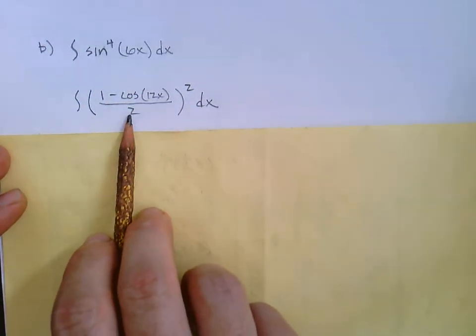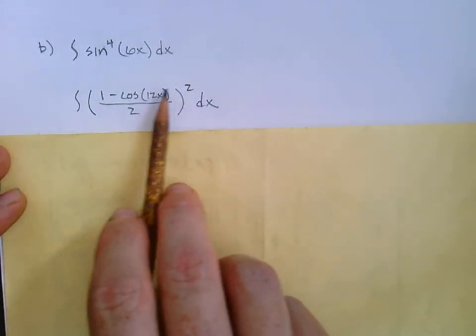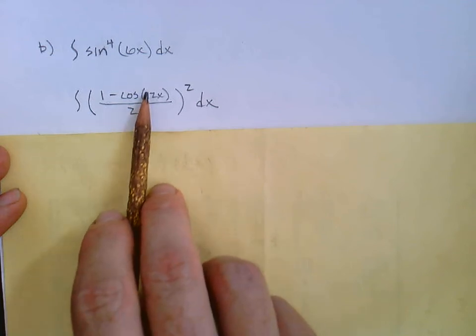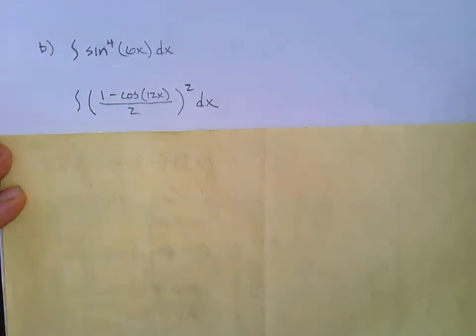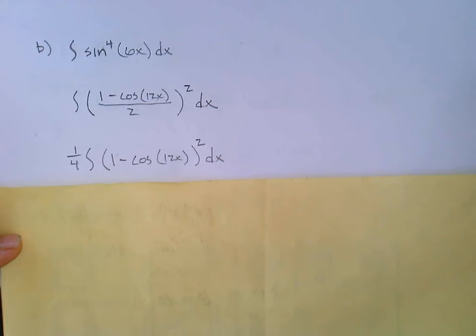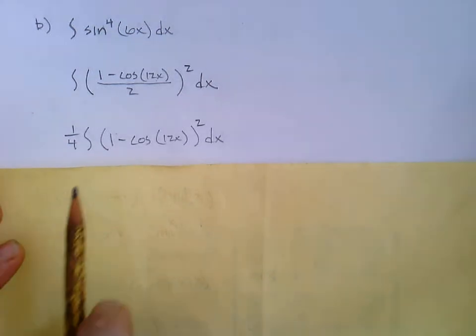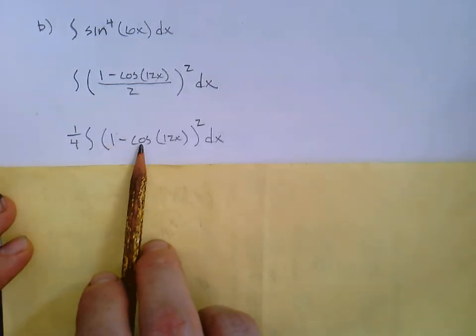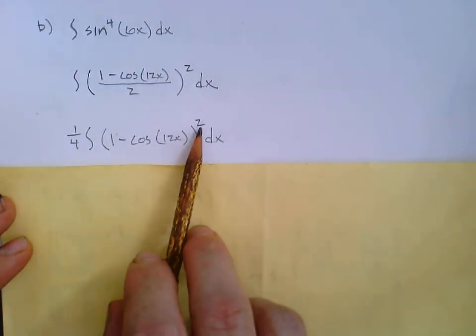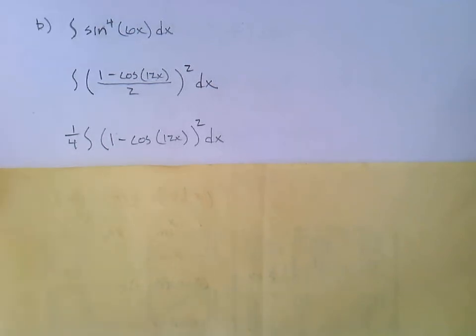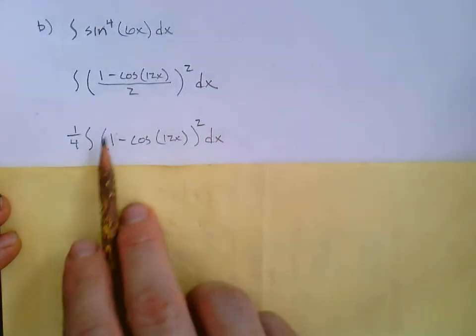Since we just have a 2 in the bottom, let's go ahead and just apply the square to both numerator and denominator separately, and I'll even pull out that constant. So we'll get a 1/4 coming out front. And I'm just going to leave this as 1 minus cosine 12x quantity squared for now. Of course, the next line is going to be to FOIL that.